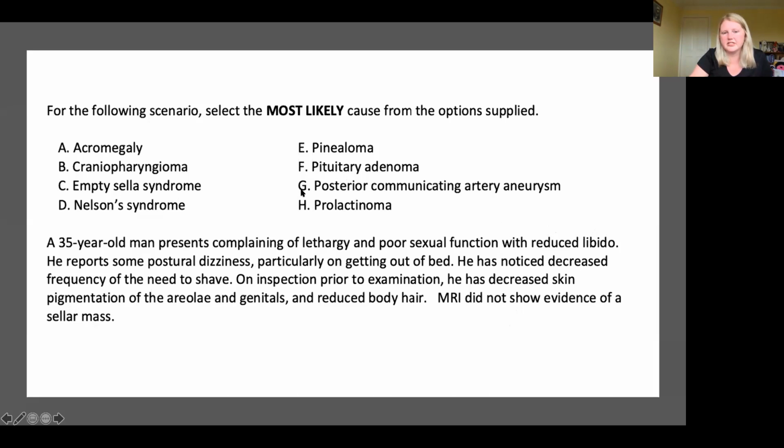Posterior communicating doesn't really present with this, it is more like stroke symptoms, so that doesn't match. Prolactinoma would show signs of a sellar mass because the sella turcica is where the pituitary gland sits, so that would also rule out a pituitary adenoma. Pineal gland is not really involved in what we're looking at, so the answer is actually C. Some people sent through F, but obviously just make sure you finish reading the question to see that.